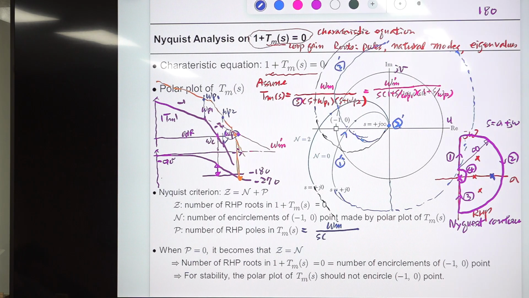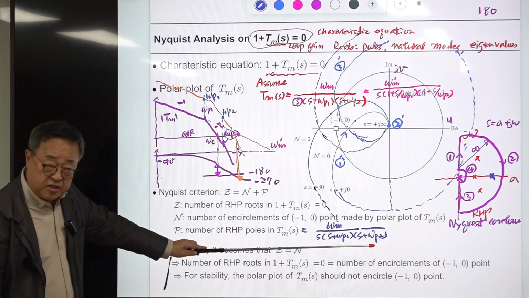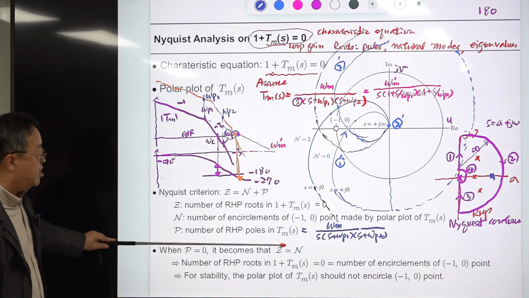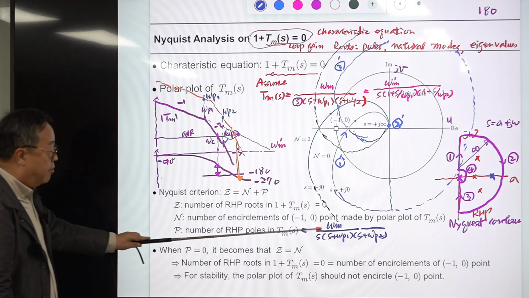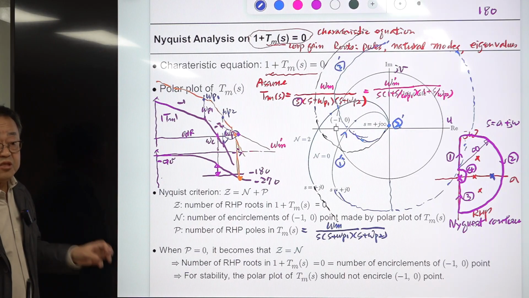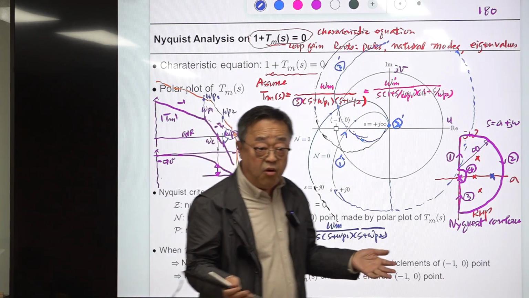For this example, there is no RHP pole here. This is the common case. For most systems, there is no RHP pole in Tm(s). If there were an RHP pole in Tm(s), the system was originally unstable; the open loop system is unstable, so we don't deal with that kind of system often.